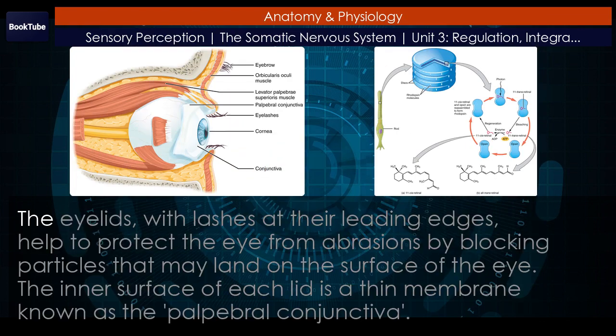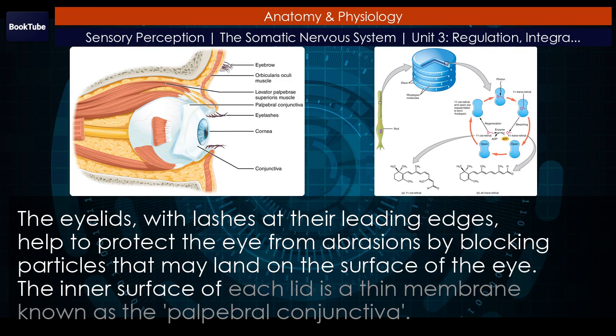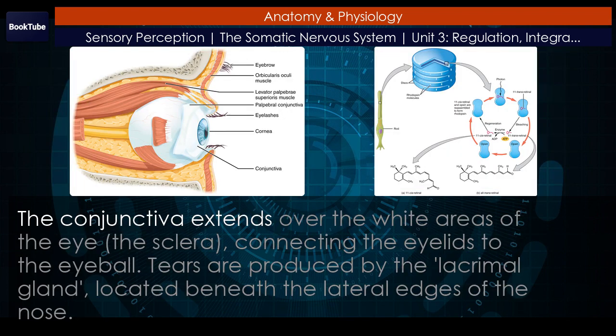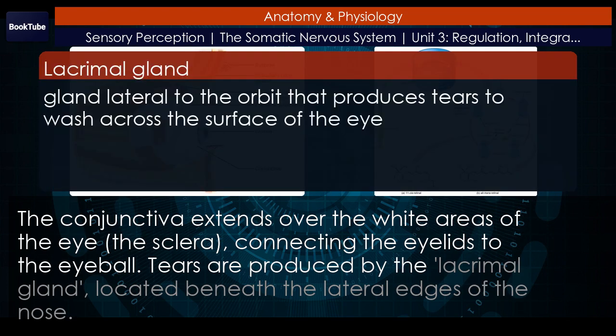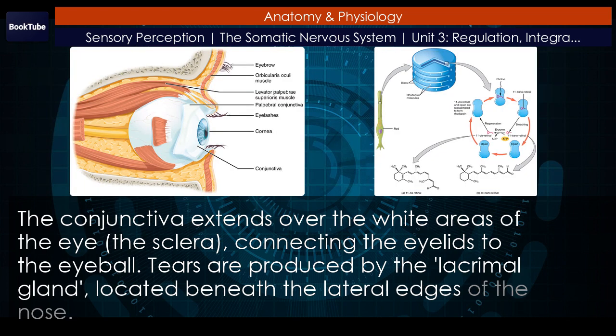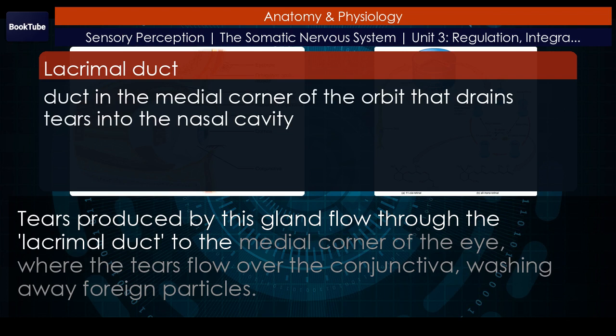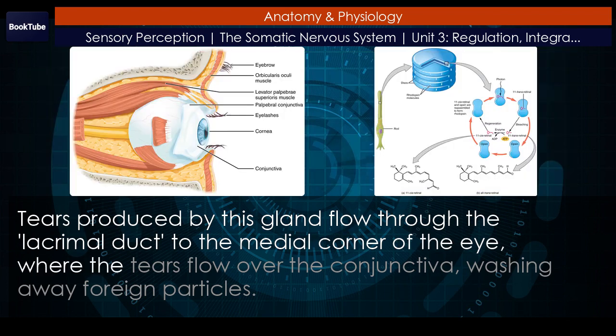Figure 12. The eyelids, with lashes at their leading edges, help to protect the eye from abrasions by blocking particles that may land on the surface of the eye. The inner surface of each lid is a thin membrane known as the palpebral conjunctiva. The conjunctiva extends over the white areas of the eye, the sclera, connecting the eyelids to the eyeball. Tears are produced by the lacrimal gland, located beneath the lateral edges of the nose. Tears produced by this gland flow through the lacrimal duct to the medial corner of the eye, where the tears flow over the conjunctiva, washing away foreign particles.